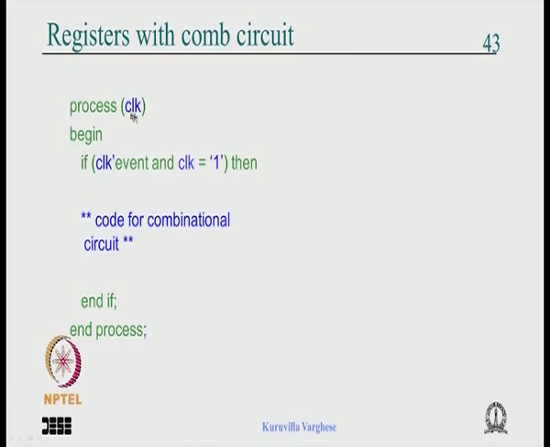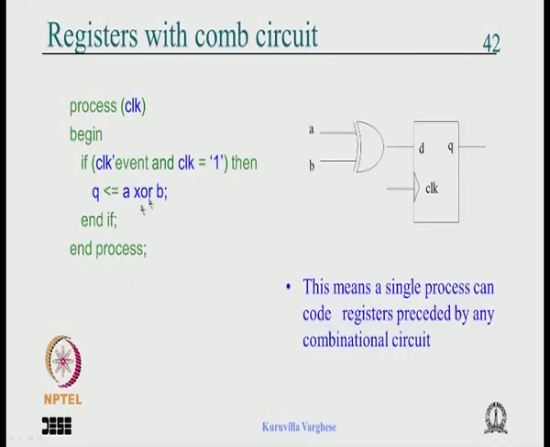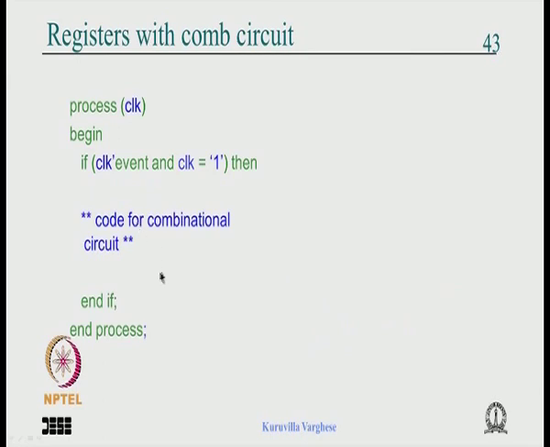So here, process clock: if clock'event and clock is equal to 1, then end if. Now you can write any code for a combinational circuit, it does not matter, it need not be a very simple statement like that. You can write, say, a case on some select signal, when "0000" then you say if, you write anything you want. As far as the synthesis tool can make sense out of it, you can write a very complex behavior, and what happens is like this.